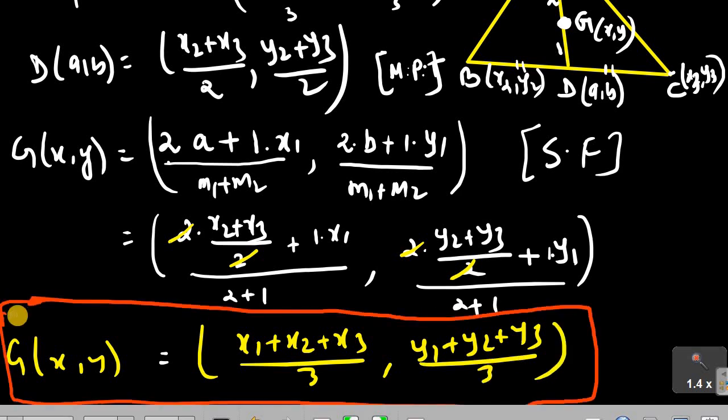So friends, this is the required centroid formula. I hope you have understood this derivation. Thank you very much.